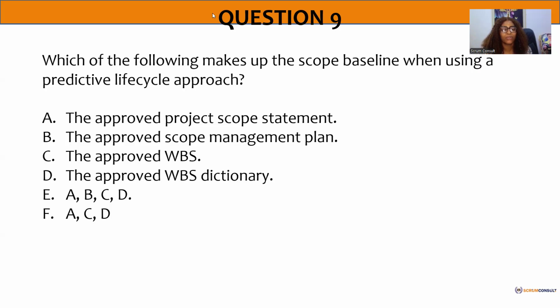Doctor, which one are you choosing? C, A, which one are you choosing? You said F. I hope it's for this answer, F. F is A, C, and D: the approved project scope statement, the work breakdown structure, and the work breakdown structure dictionary.